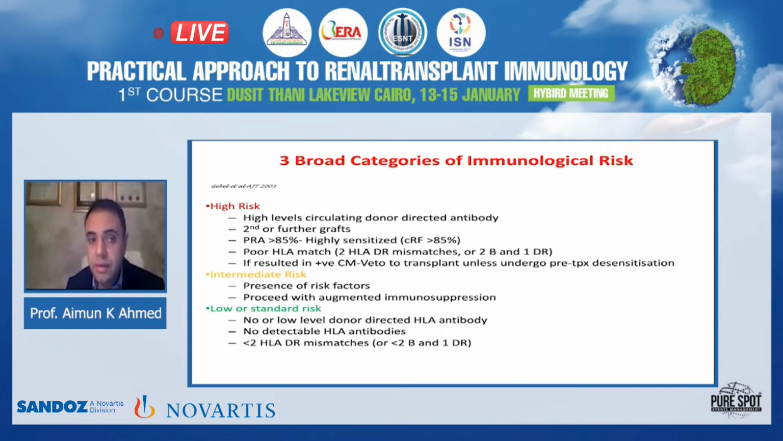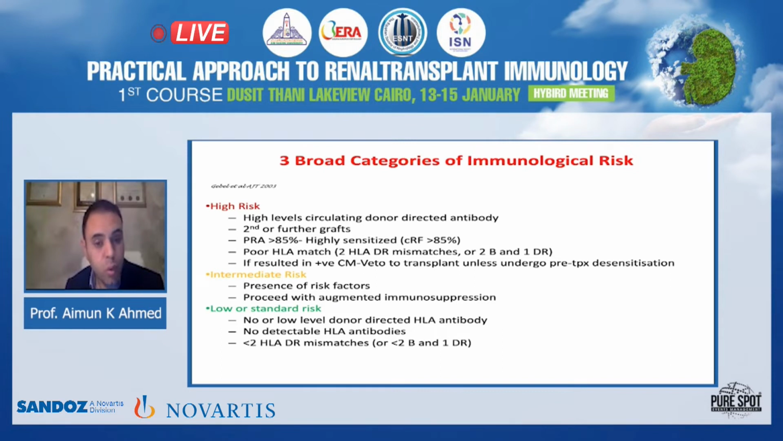The high risk category would be the potential recipient with a high level of circulating donor-directed antibodies. In a second or third transplant, there will likely be antibodies. It also includes a highly sensitized recipient to start with, knowing that the VRA is more than 80%. A mismatch in the HLA DR, more than 2, or 2B, 1 DR would be classified as intermediate to high risk. And if any of these resulted in a positive cross-match, transplantation cannot proceed unless there is a pre-transplant desensitization technique.